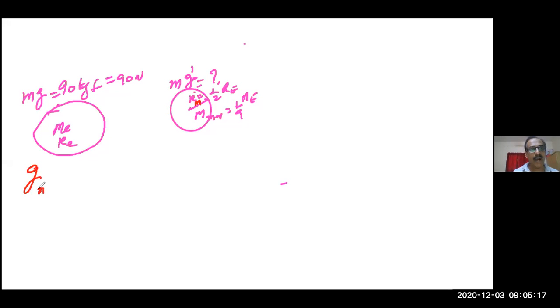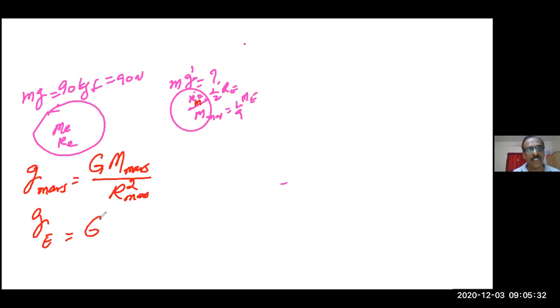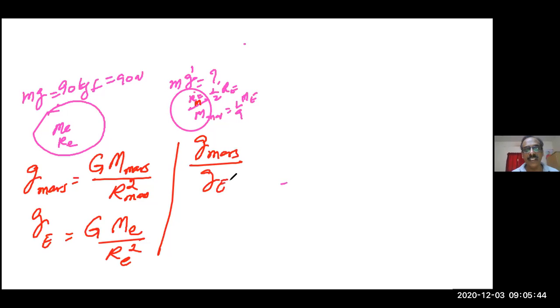G of Mars is equal to G into mass of the Mars divided by R of the Mars squared. Any doubt? No, sir. Now G of Earth is equal to G mass of the Earth divided by R of Earth squared. Correct, right? Yes, sir. Now G Mars divided by G Earth. So we have to take G Mars divided by G Earth. We have to take like that.